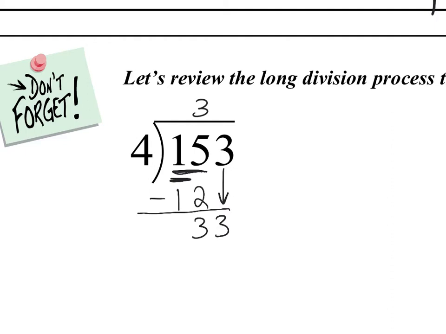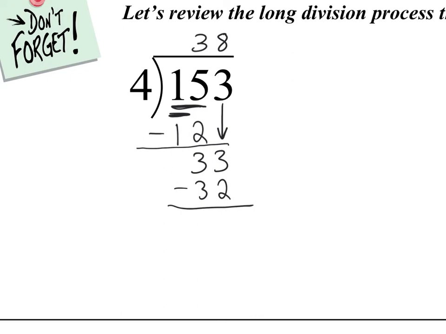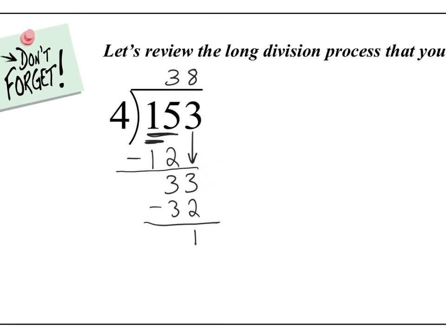Well, let's see here. 4 times 7 is 28. 4 times 8 is 32. 4 times 9 is 36. So it's not 9. 36 is too high, so 8 is the biggest number that goes into 33. And what is 8 times 4? That is 32. So we're going to subtract 32. And what is 33 minus 32? Well, that is 1.